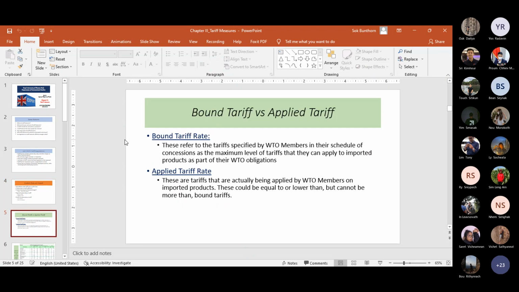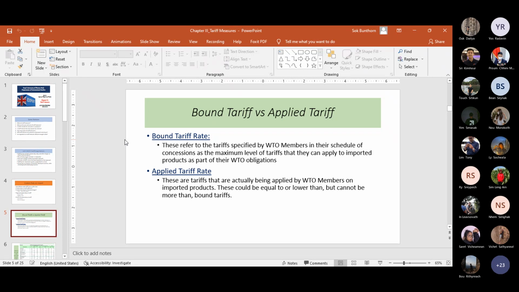Okay, here are the definitions of bound tariff and applied tariff. The bound tariff refers to the tariff specified by the WTO member in the schedule of concession. The schedule of concession is the paper of the member after they finish their negotiation with the WTO members, and then they will commit themselves to apply the maximum level of tariff on certain goods.